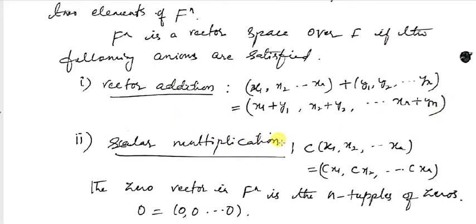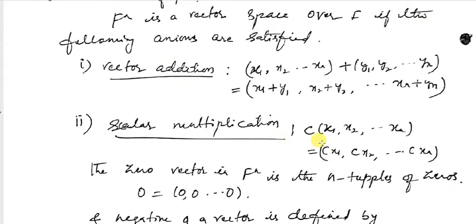Then scalar multiplication. Let C belongs to F and x1, x2 and so on xn belongs to Fn. Then multiplying C component wise, we get C into x1, C into x2 and so on C into xn. So therefore this again belongs to Fn.